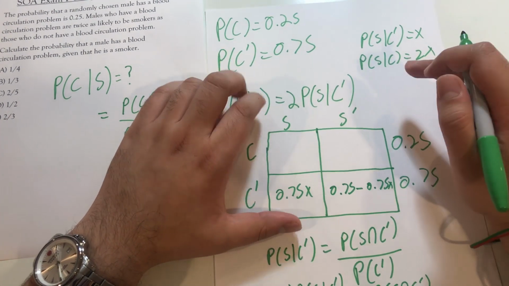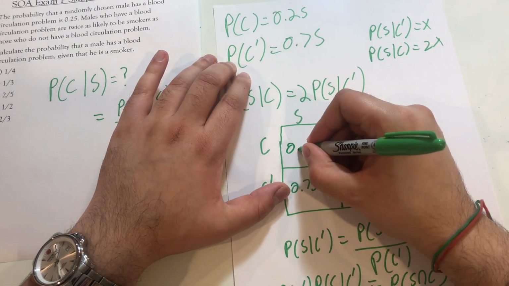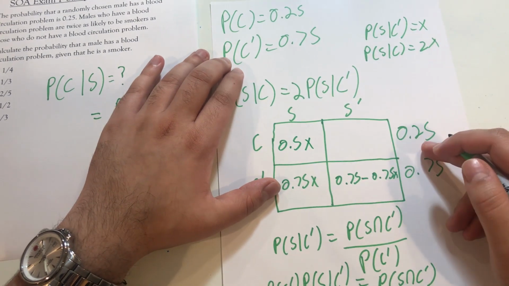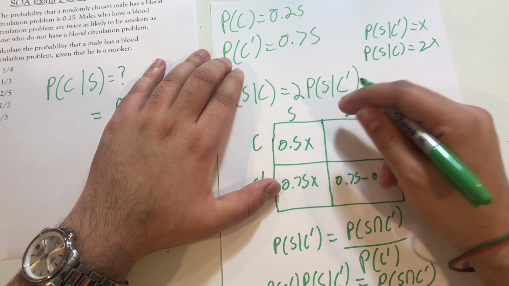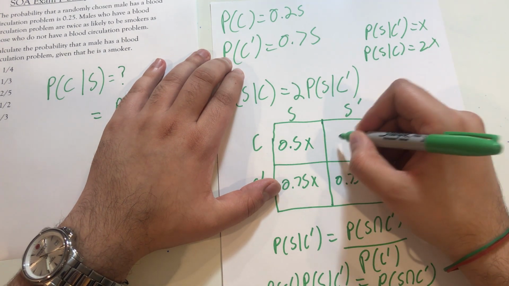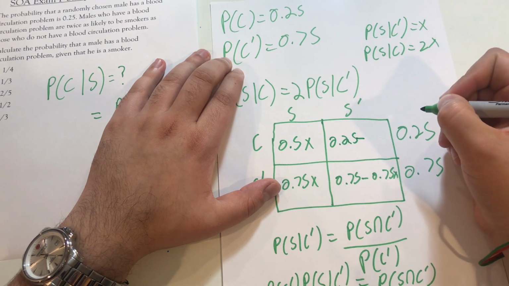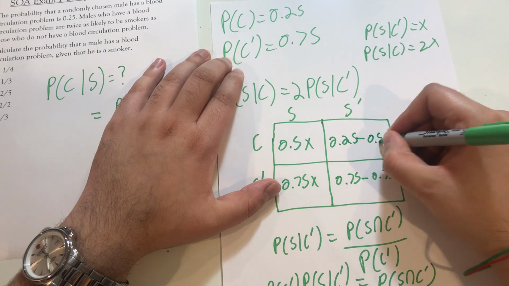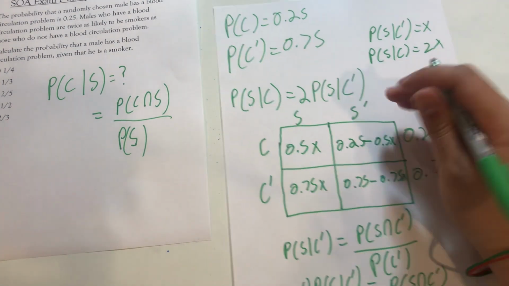So the probability that you're a smoker given that you have a circulation issue, so that should be 0.5x, right? That's 2x times 2.5. And this box here, the intersection of not being a smoker and having a circulation issue, is just 0.25 minus 0.5x.